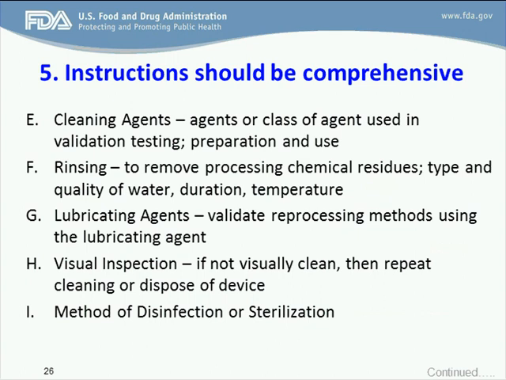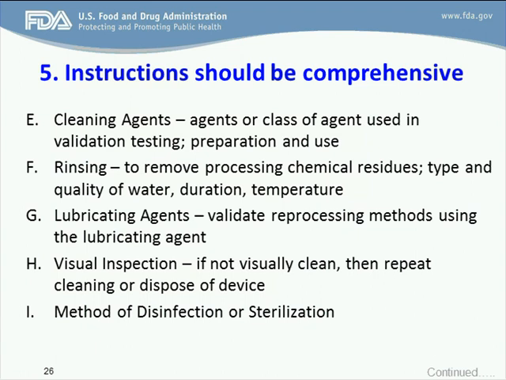You should list the cleaning agent or the class of cleaning agent used in your validation testing. The labeling should include information on its preparation and use or refer the user to the manufacturer's instructions. You should include instructions for rinsing the device following cleaning to remove processing chemical residues. The instructions should identify the type and quality of water that should be used and the duration, volume, and temperature of the water. You should identify lubricating agents if required.